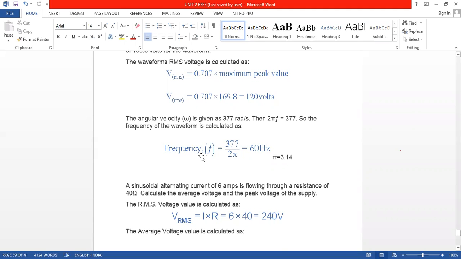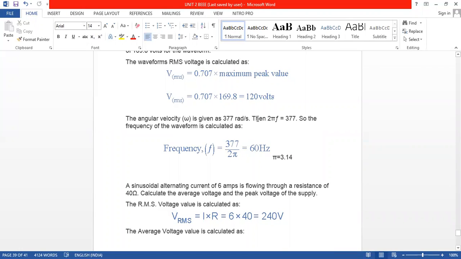But here we are calculating. Angular velocity is the speed at which the signal is transmitted. Omega, how much is given in the problem? 377 radians per second; units we'll see later on. So omega formula, anyone tell me? What is the formula for omega?